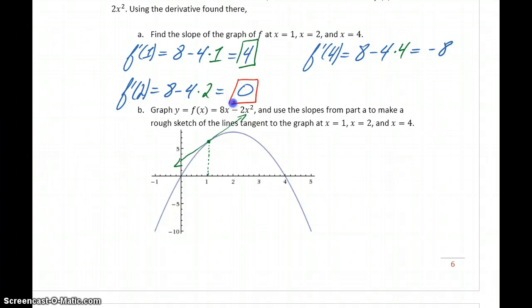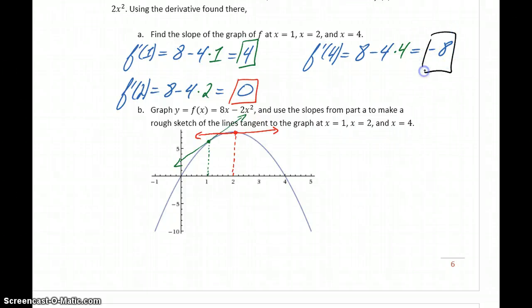At f of 2, our derivative gave us a value of 0. So what that's indicating is that our tangent line is horizontal at x equals 2. If we have a slope of 0, we have a horizontal line. So at x equals 2, the slope of our function is 0. At that exact instant, it isn't increasing or decreasing. A little bit before it was increasing, a little bit after it was decreasing, but at this point itself, the function is neither increasing nor decreasing.